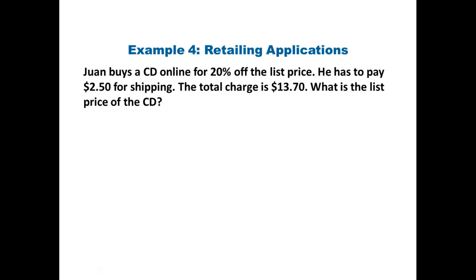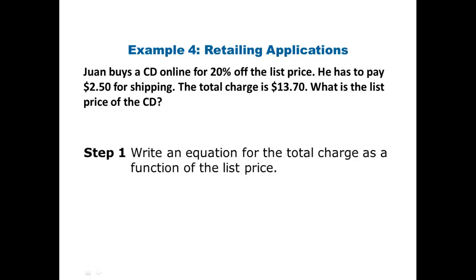All right, Juan buys a CD online for 20% off the list price. He has to pay $2.50 for shipping. The total charge is $13.70. What is the list price of the CD? Okay, so the list price is the original. How much was the CD before the discount was taken?